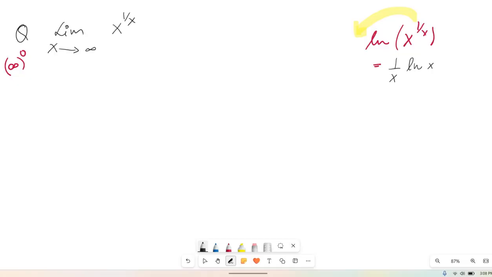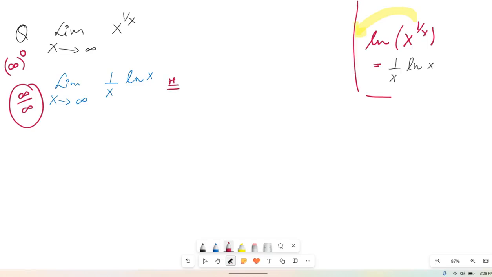Okay, so instead of finding the original limit, I'm going to try to find this limit when I take the log. Now let's see what happens if I put in infinity. Log of infinity is infinity, divided by x is infinity. So this is an infinity by infinity indeterminate form. So I should be able to apply L'Hopital's rule to that.